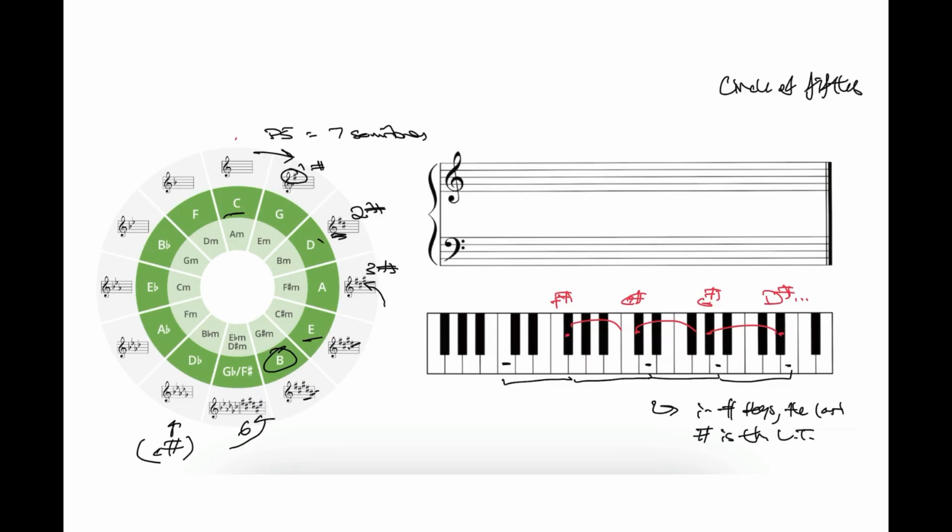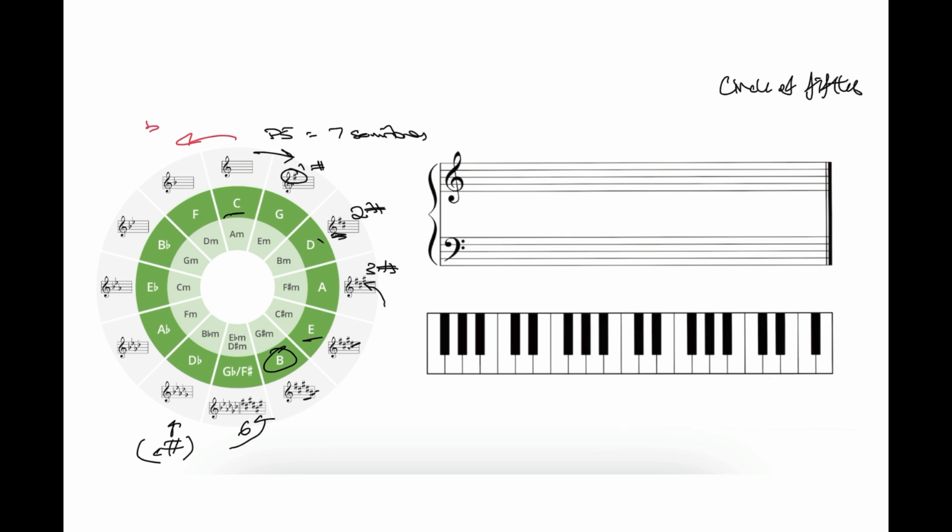For flats, moving counterclockwise, we're adding a flat at each step, keeping the flats that we had before. So starting with F, we add a B flat, then with B flat, we add B flat and E flat, and so on until C flat has all 7 flats. Notice that the order of flats, B flat, E flat, A flat, D flat, G flat, C flat, F flat, is the reverse order of sharps.